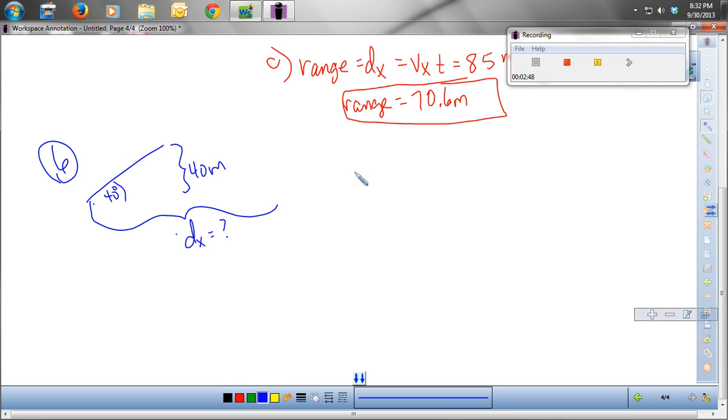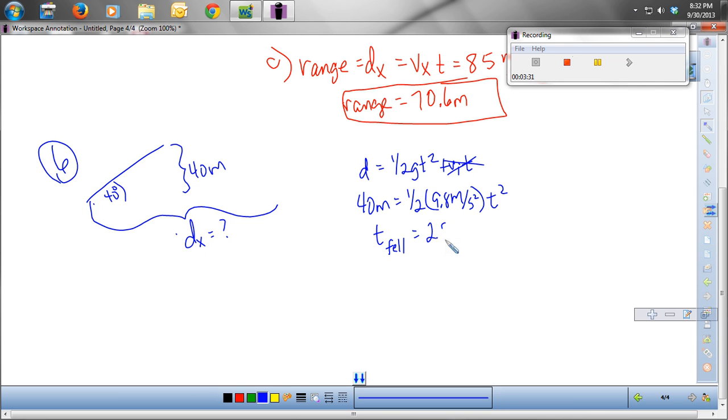But what I can do is I can figure out that Vf squared equals Vi squared plus 2AD, and I can find out all kinds of stuff. I can also say that the distance that it falls down is going to be 1/2 GT squared plus VIT, and on the way down that would be 0 because it would have no initial vertical velocity at the highest point. So 40 meters would be 1/2 of 9.8 meters per second squared, T squared. When I did that, I got 2.86 seconds. That's also the time that it went up.